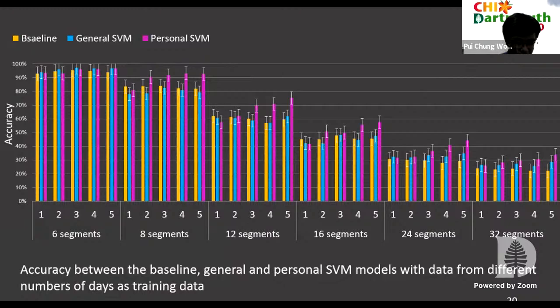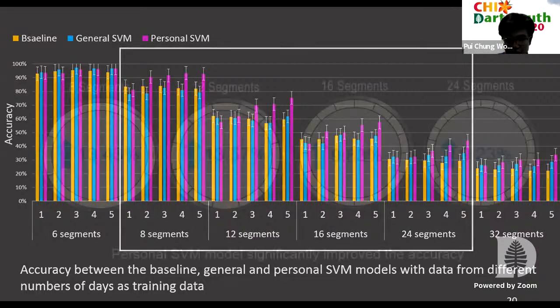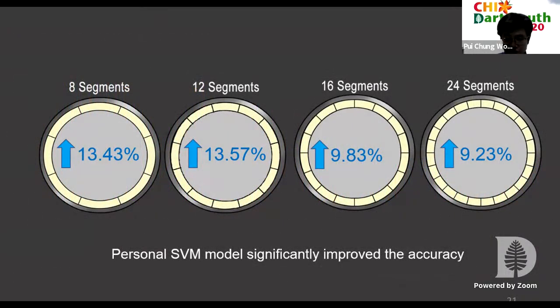We can see that for the personal SVM model, increasing the number of training data gradually increases the accuracy. And compared with the general SVM model, we can see that the personal SVM model significantly improves the accuracy for the 8, 12, 16, and 24 segment layouts.